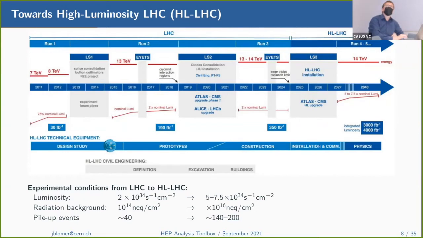So what does it mean? You see in red how key parameters increase. This is the energy and the luminosity. Higher energy is nice, among other things, because we can produce heavier particles.